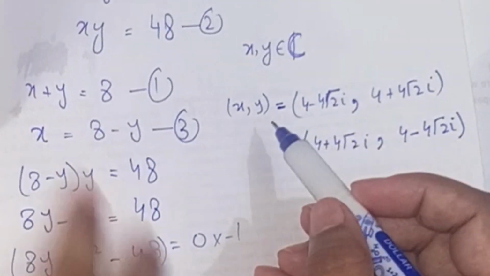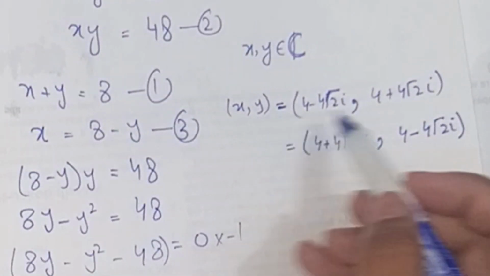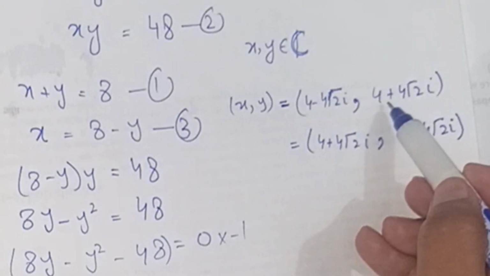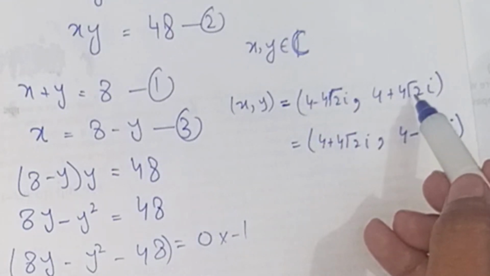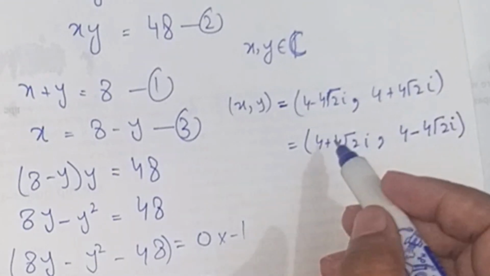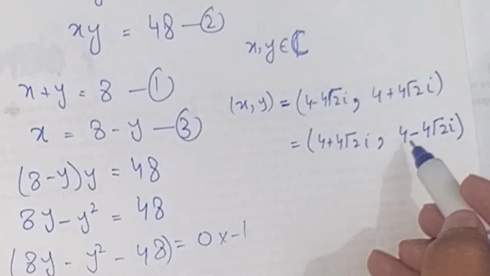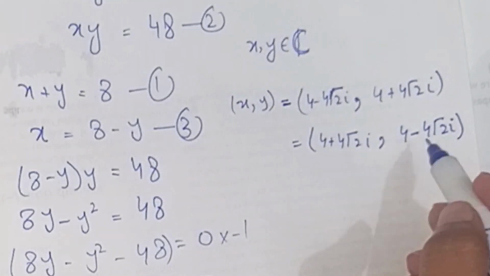So we have done. So the values of x and y are: if x is 4 minus 4 times square root 2 iota, then y is 4 plus 4 times square root 2 iota. If x is 4 plus 4 times square root 2 iota, then y is 4 minus 4 times square root 2 iota. And we have done.